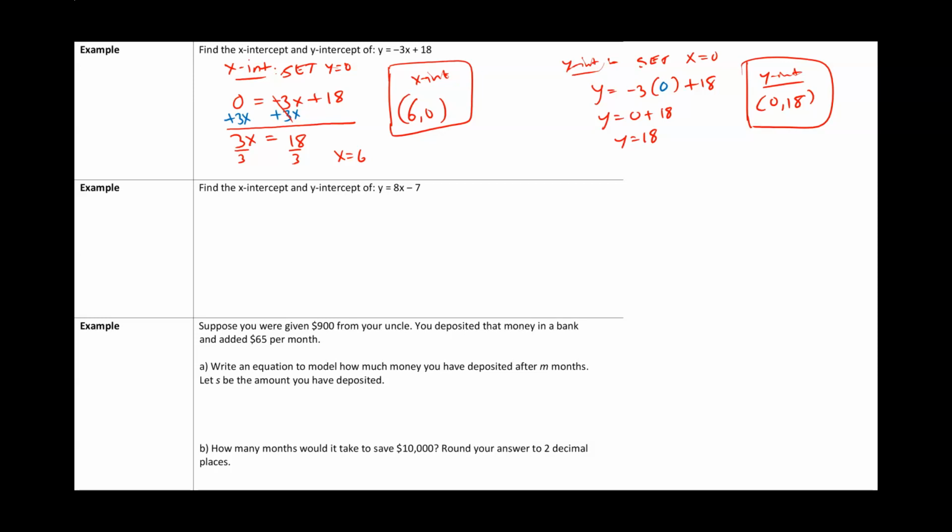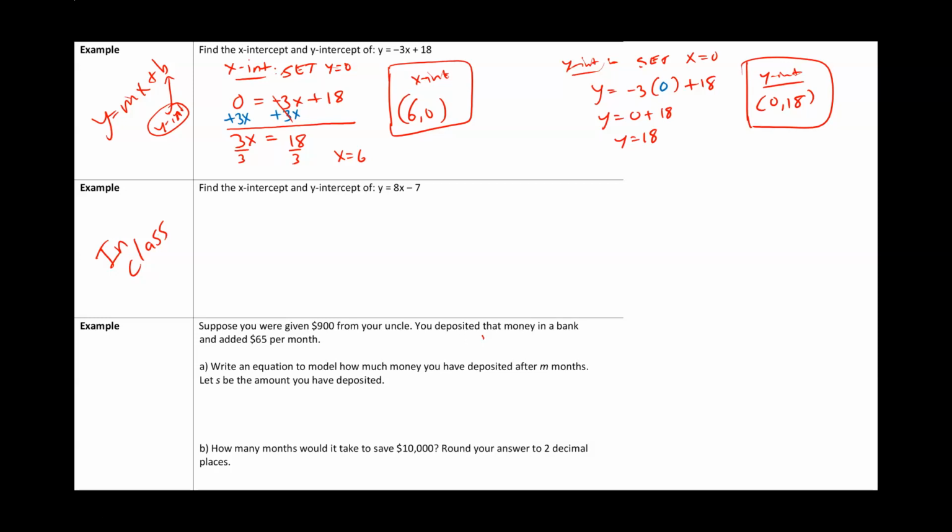Another cool thing is anytime you have an equation in the form of y equals mx plus b, and you want to find the y-intercept, if you replace the x with a 0, this whole thing just goes away. So whatever the b is, that is always going to be your y-intercept. It's kind of a little shortcut. So this next one, let's do in class. And let's take a look at our last example.